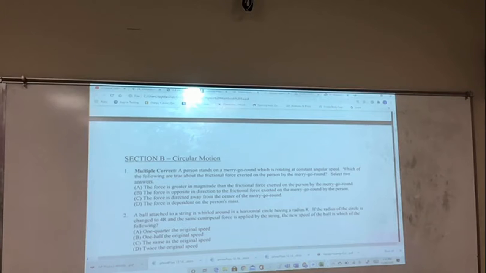Force is greater in magnitude than the frictional force exerted. By the way, what's causing the centripetal force in this case? The person is standing on the merry-go-round and he's not holding on to anything. He's just standing on the merry-go-round as it goes around. What's causing the centripetal force? The friction of the person against the moving merry-go-round. Okay, so the force of friction between the merry-go-round and the person is what's causing the person to be pulled into a circle, right?